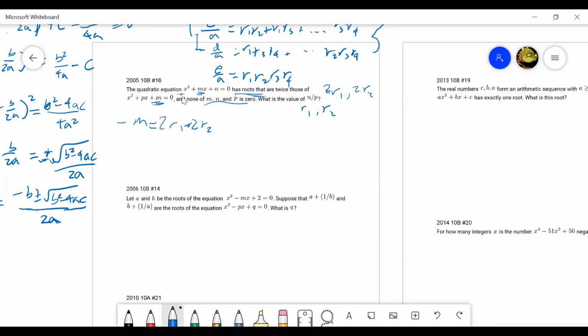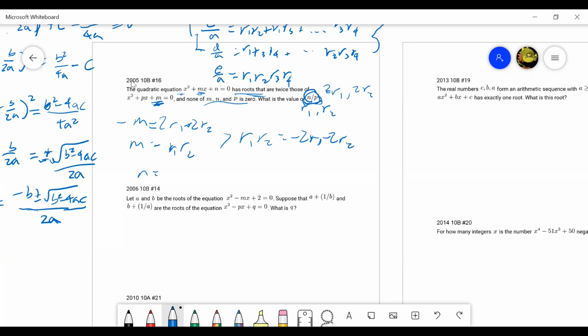And we know that m is also going to be the product of r1 times r2. So we basically have r1 times r2 is equal to negative 2 times r1 minus 2 times r2, from just our constraint on m. And next, we want to see what we're asking for, which is n over p. So how does this n over p fraction relate to our roots?